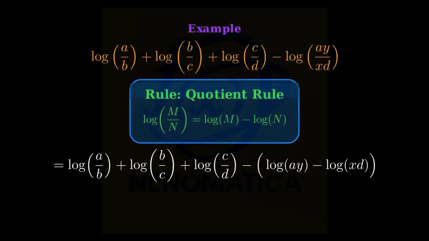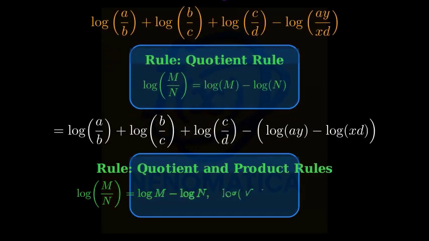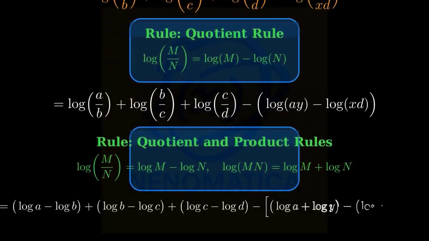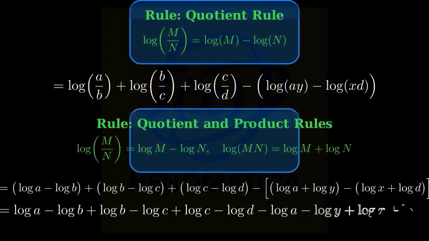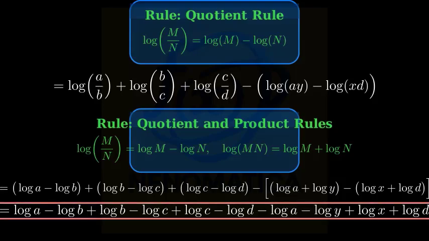Step 2. Expand each fraction using the quotient rule and each product using the product rule. Apply these to every term. Step 3. Distribute the negative sign across the bracket and list all terms in a single sum. Watch for pairs that cancel. Now identify the cancellations. Log A cancels with negative log A, log B with negative log B, log C with negative log C, and negative log D cancels with positive log D. The remaining terms are log x minus log y.